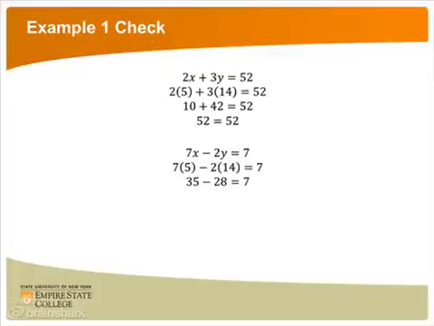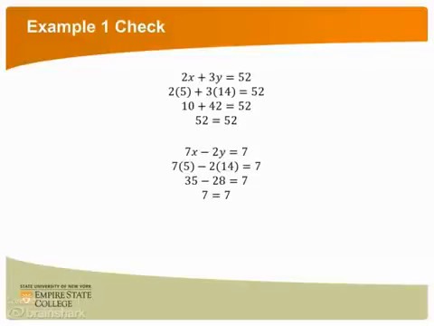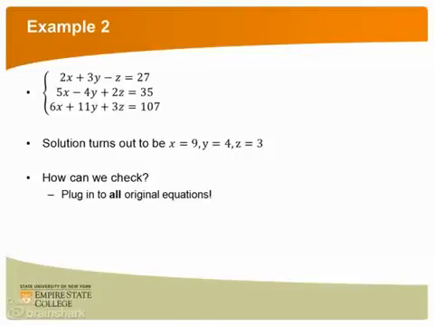Multiplying, we get 35 minus 28 equals 7, we hope. And 7 equals 7. Since the values worked in both equations, we did indeed have the correct answer. What if we have a system of 3 equations in 3 unknowns?